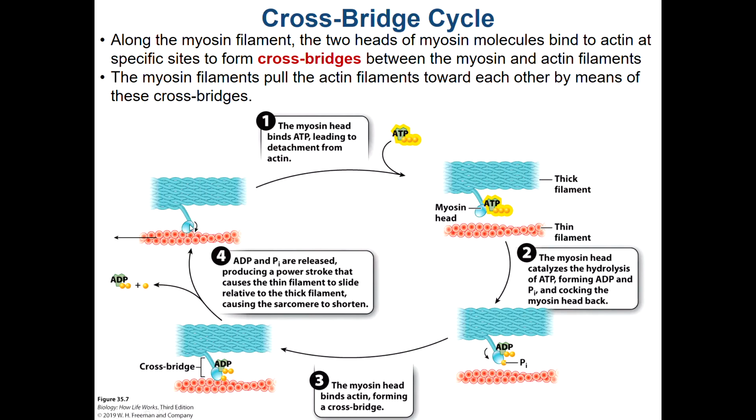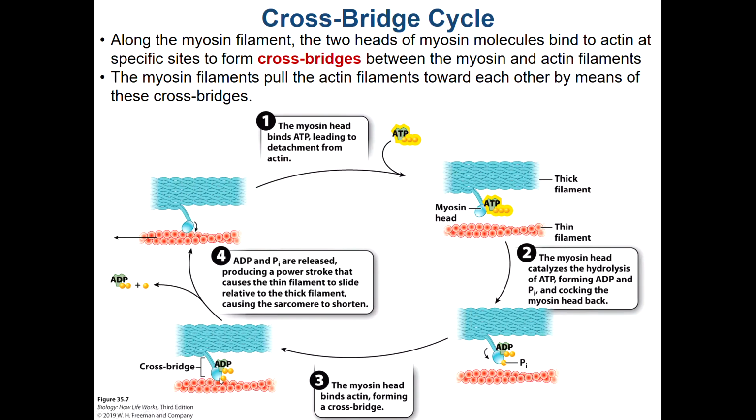So if we're starting here, we have this cross bridge that has occurred. The myosin head binds ATP, which lets it detach from the thin actin filament. You see here our ATP has attached to the myosin globular head, forcing it to release from the actin. Then the ATP goes through hydrolysis, which forms ADP and a phosphate, and it causes the cocking of the myosin head back. The myosin head then binds to actin, forming that cross bridge.